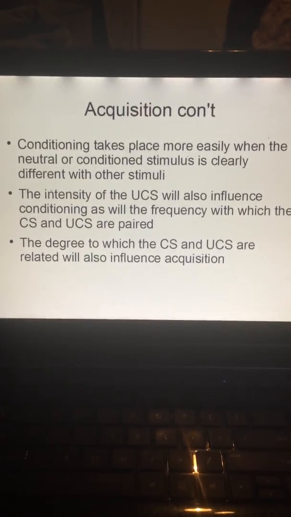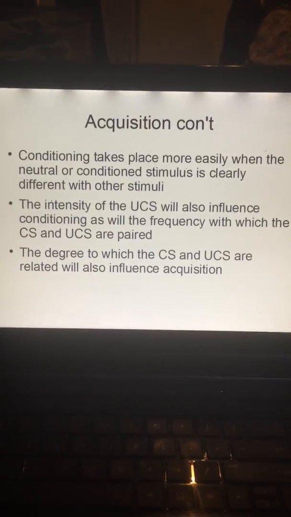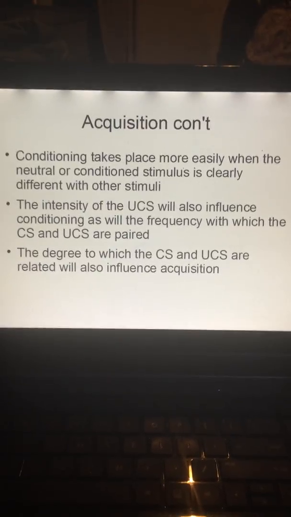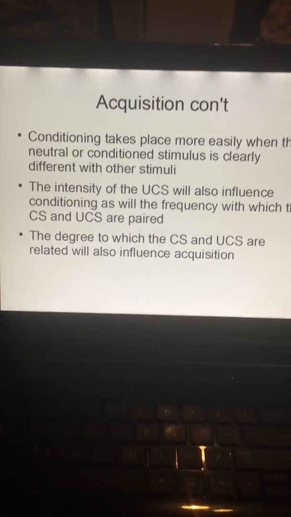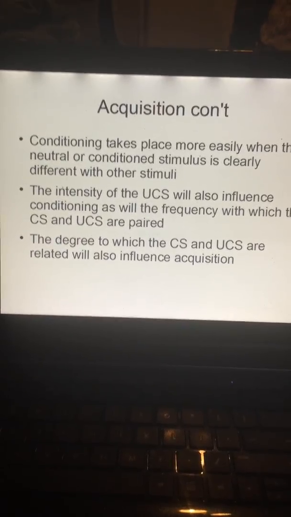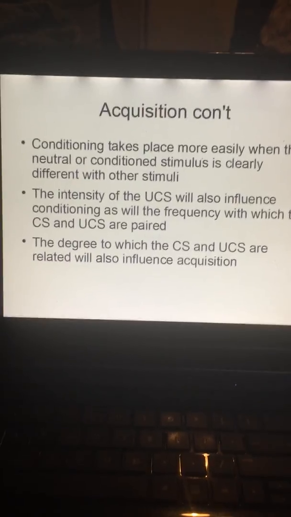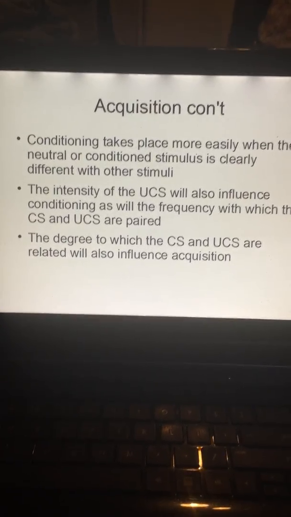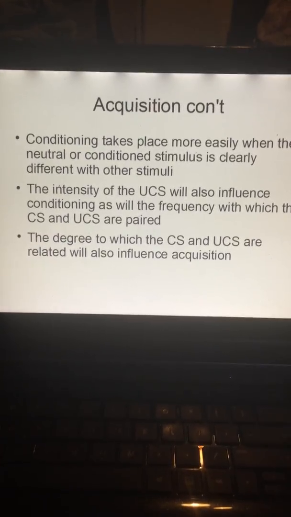So there's a couple things we need to talk about when it comes to acquisition. If you want a stimulus or a response and a consequence to be associated effectively, you need to remember a few things. Now, when it comes to Pavlovian or classical conditioning, it is the same thing. It takes place more easily when the neutral conditioned stimulus is clearly different from other stimuli. The rat is clearly different from all of the stimuli in the room.